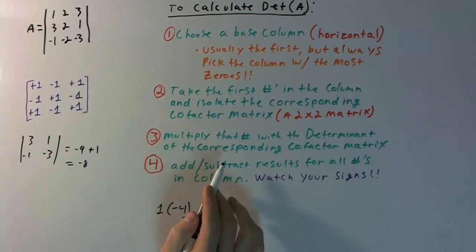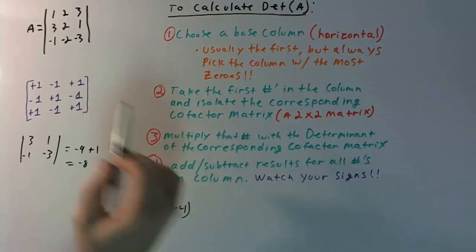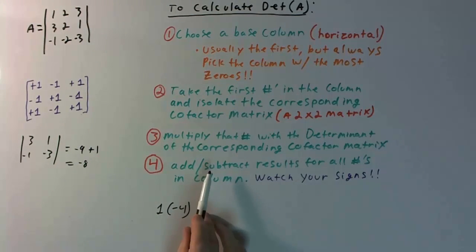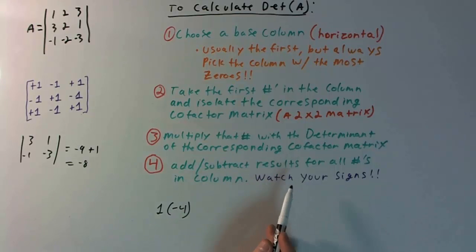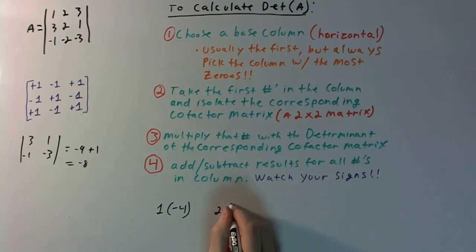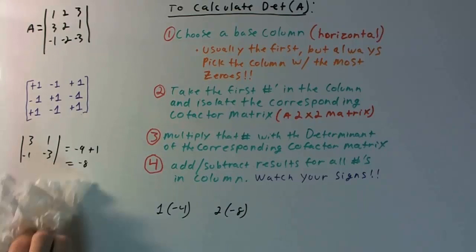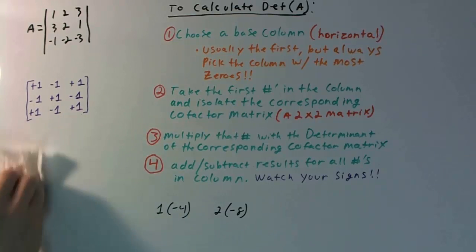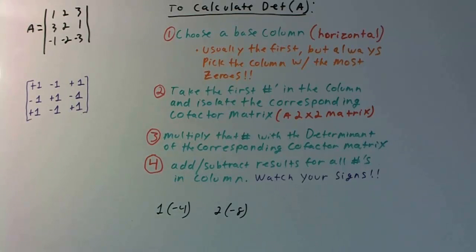So we take that number, in this case 2, and we multiply it by the determinant of the corresponding cofactor matrix, in this case -8. So then we have 2 times -8. Again, get our eraser, get rid of this. Just to do it for one more number, the last number in the first column, which is number 3.